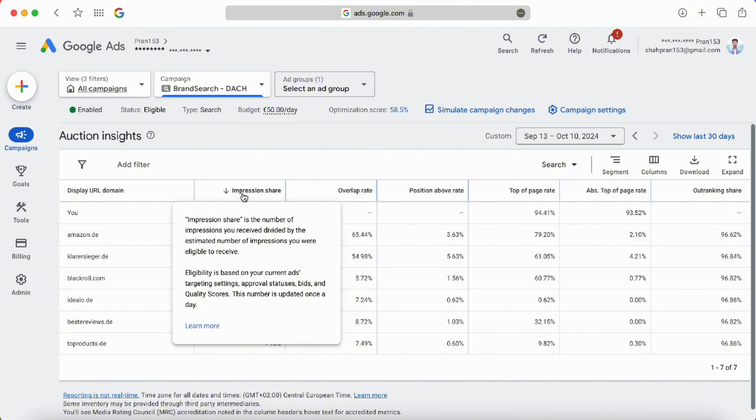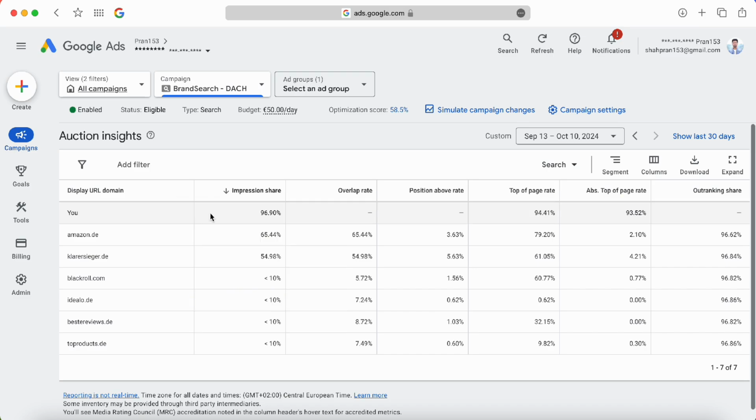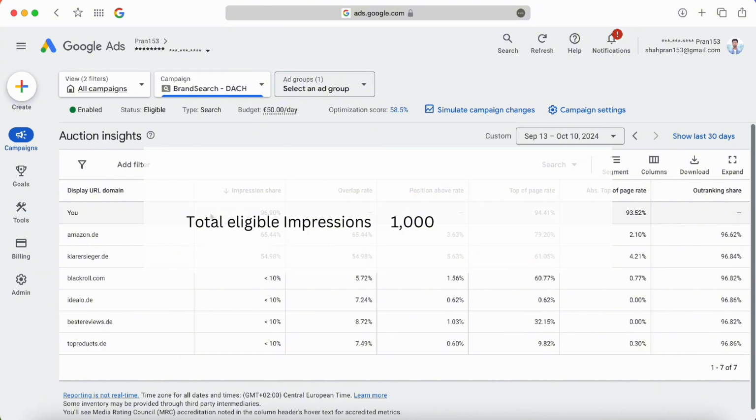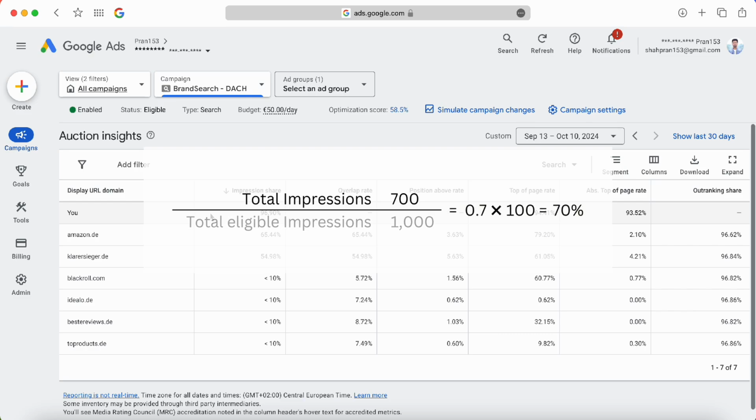And then impression share. Impression share means when a user searches on Google for something that I'm eligible for, how much percent of the time my ad is visible. Let's say today people have searched 1,300 times using the keyword that I have used to run ads, out of which my ad was eligible 1,000 times. But 700 times my ad was visible and 300 times my ad failed in the auction process. That means my impression share is 70%.